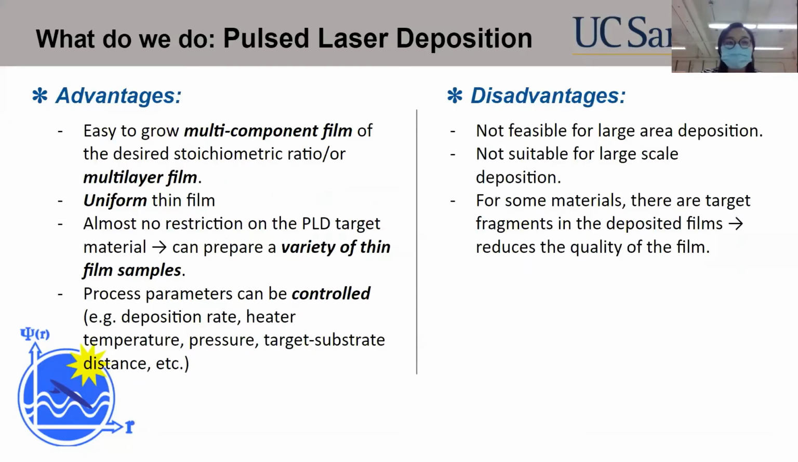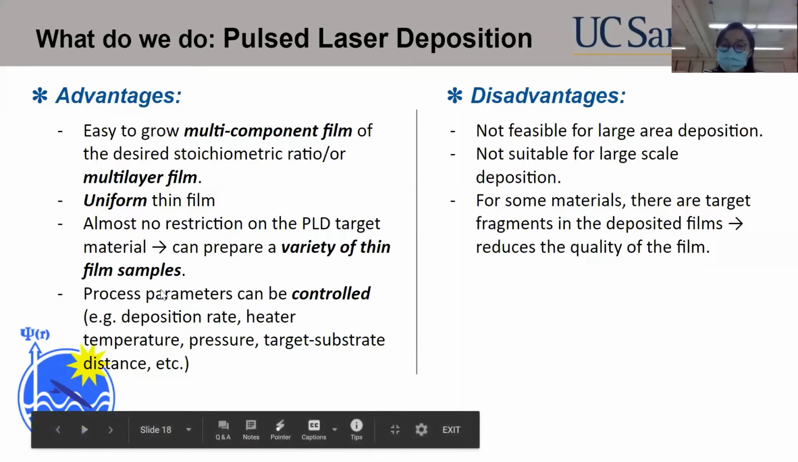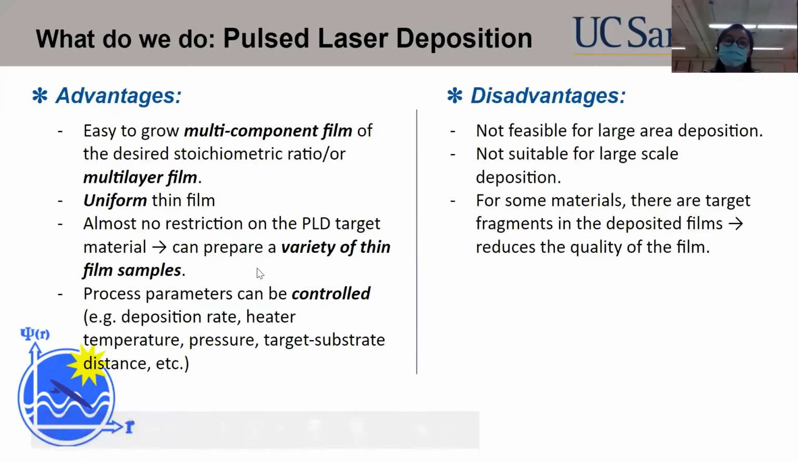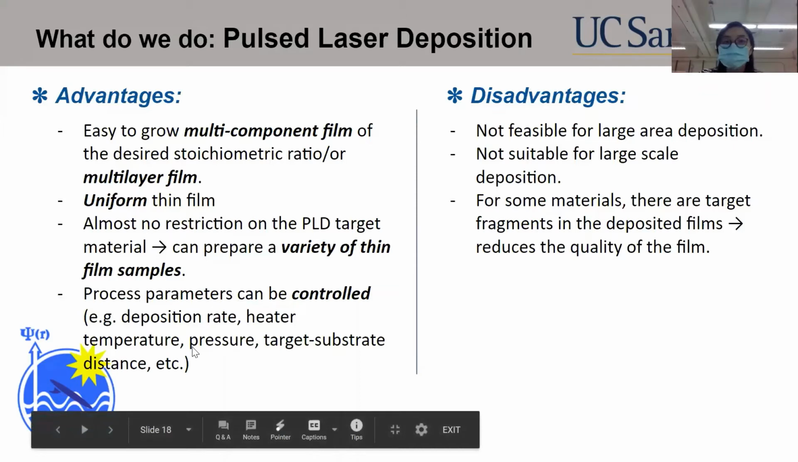And besides being easy to grow multi-component thin films, multi-layer films, and uniform films, for PLD there's almost no restriction on the PLD target. So we can prepare a variety of thin film samples that we want. And the process parameters are super easy to control, as I mentioned before: deposition rate, heater temperature, pressure, target-substrate distance.